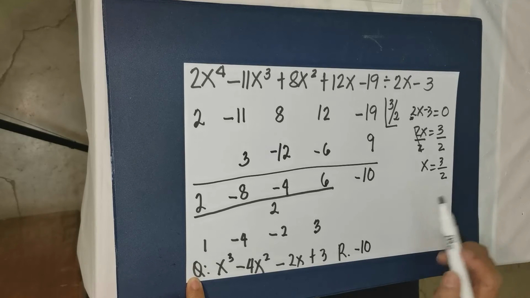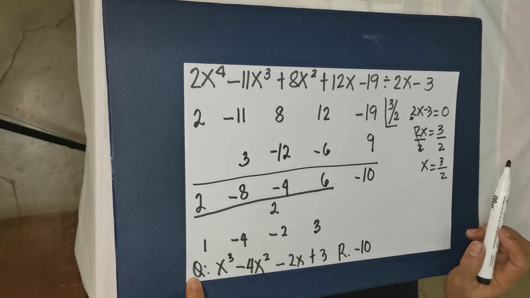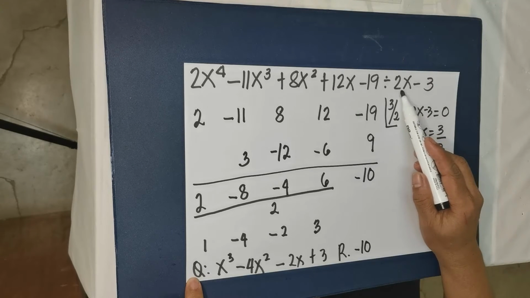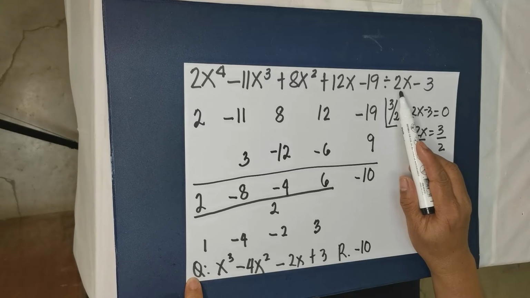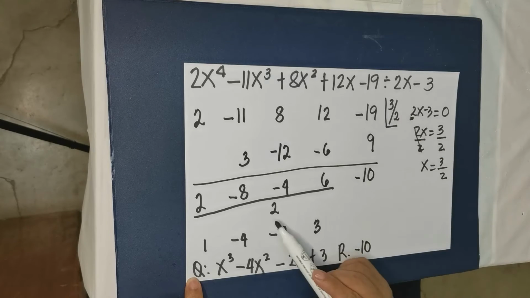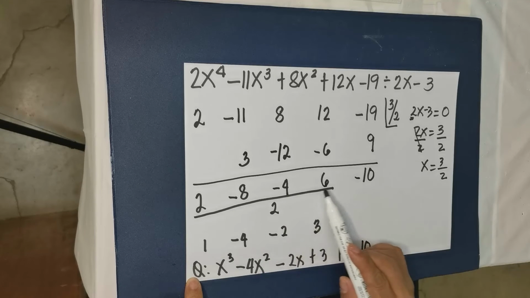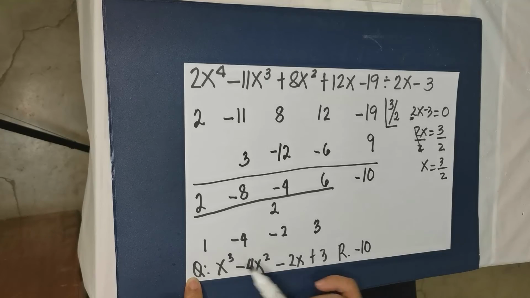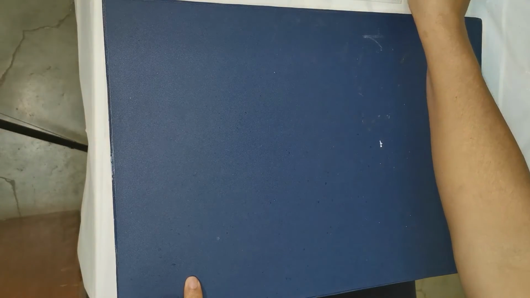Okay? So take note, there is an additional step that we are going to do once the numerical coefficient of our divisor is not equal to 1. So whatever the numerical coefficient of your x in your divisor would be, we divide our numerical coefficients by it after performing your synthetic division. Okay? So that is an additional step that we are going to do.